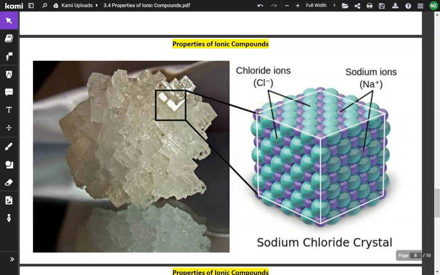It's not clear from the picture on the left, but if we were to zoom in even further, we would notice that the cations and anions alternate in this nice crystal structure, and it's so satisfying. Okay, so crystalline structure is the other property.